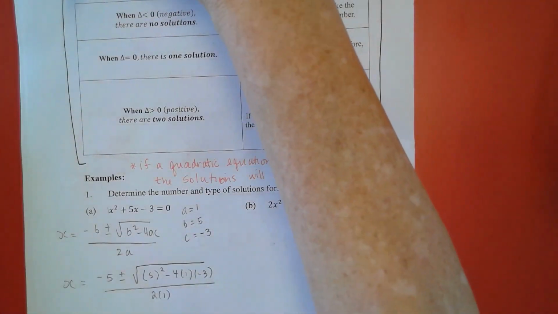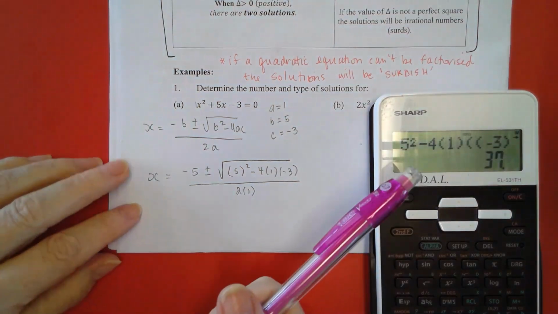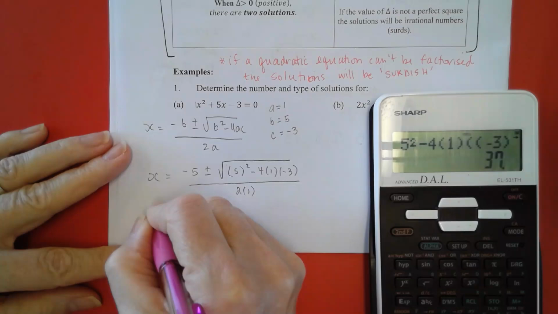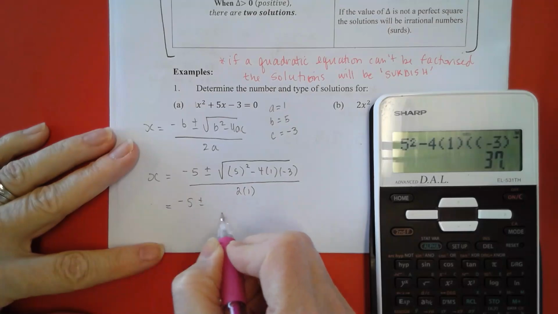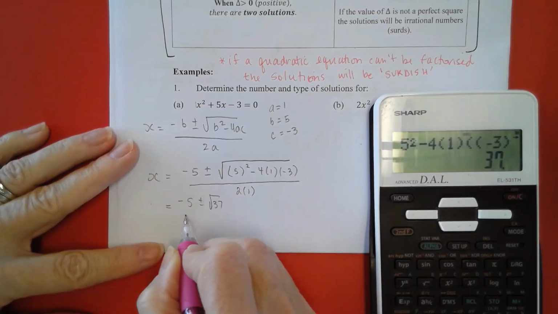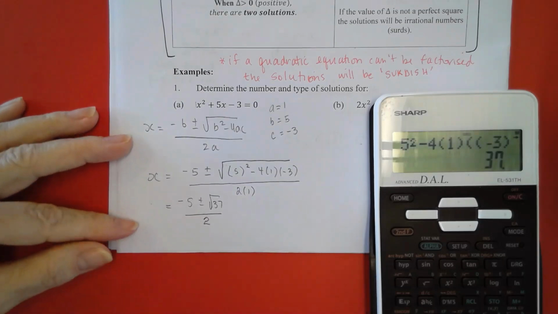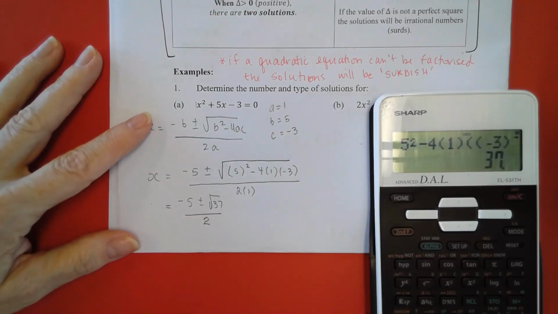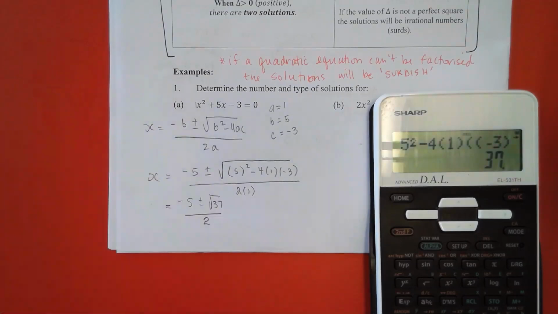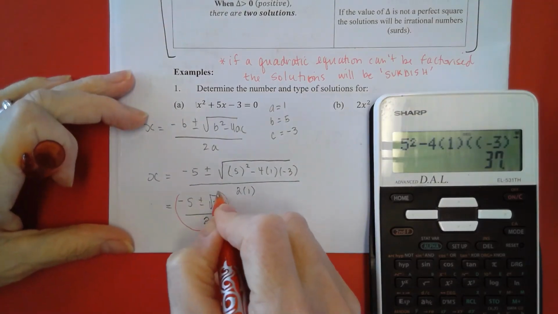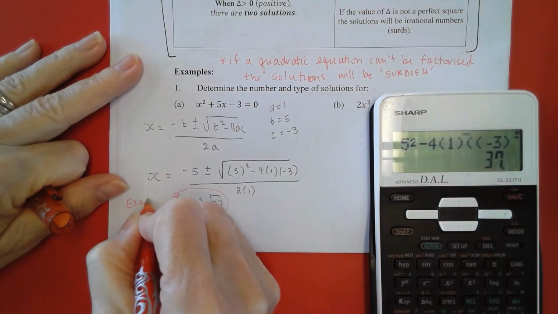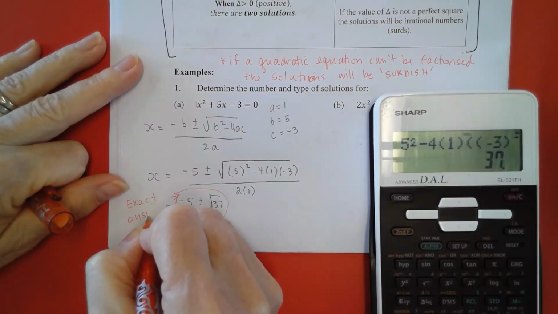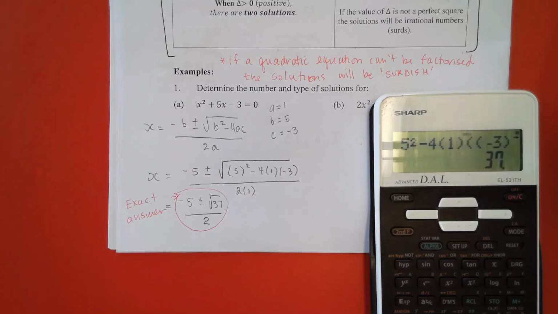Okay, so I've figured out underneath there, and so I got this equals negative 5 plus or minus the square root of 37 over 2. That is the exact answer. I'm done. Okay? So when I circle this part, that's if they ask me for an exact answer. That's it. Exact answer.